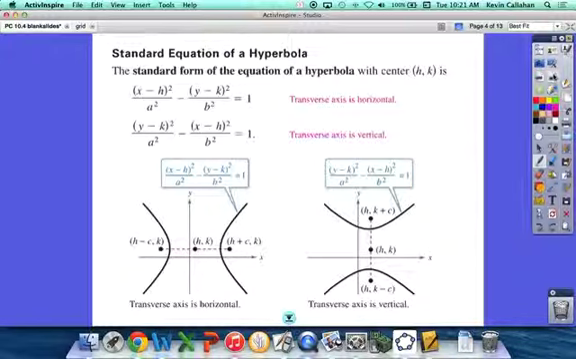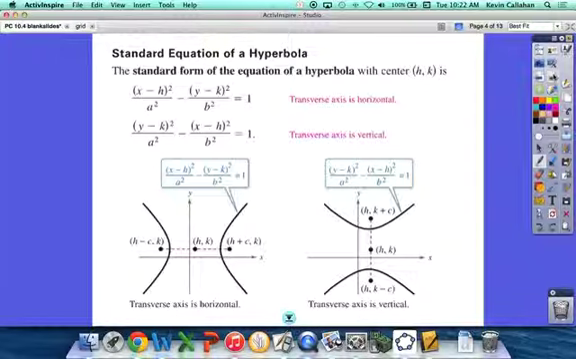Now, here's what else is different. Notice what changes when you go from a horizontal to a vertical. In an ellipse, it was where you found the a squared, right? a squared, the bigger denominator, could be underneath either one. If it was underneath the x, that meant the major axis was horizontal. If it was underneath the y, that meant the major axis was vertical. But what's changing here? It's not the a squared and the b squared. They stay the same no matter what, right? They stay the same. What's changing?